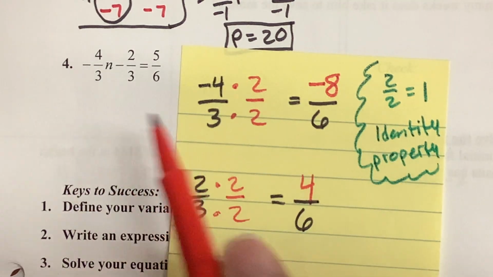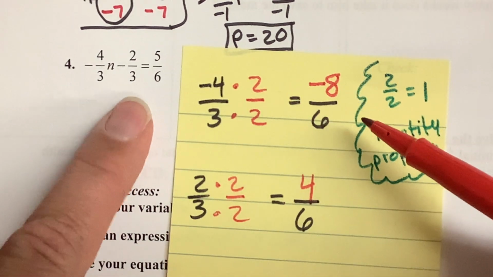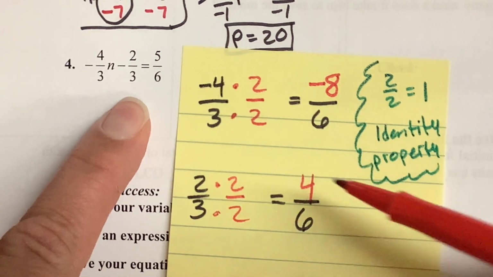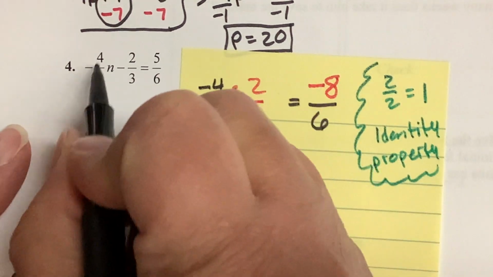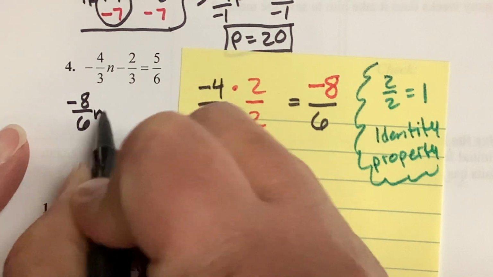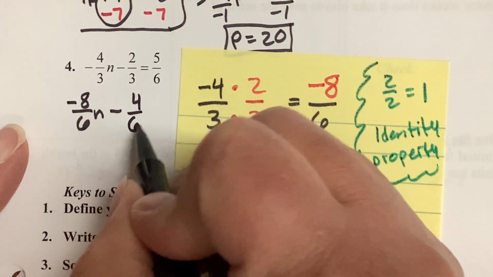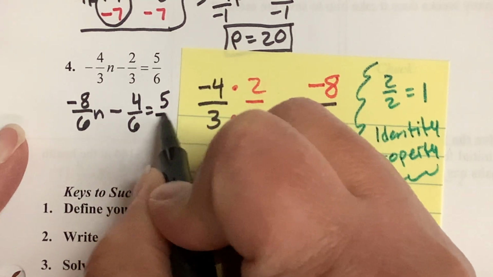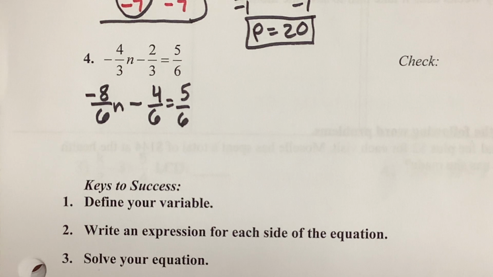So now I can rewrite this problem, and instead of -4/3, I can use -8 over 6. And instead of 2/3, I can use 4 over 6. And then everybody has the same denominator. That's going to make this problem much, much easier to do. So let's take a look at this. -4/3 n is -8 over 6n minus, instead of 2/3, I'm going to use 4 over 6, and that is equal to 5 over 6. Voila. Everybody has the same denominator.